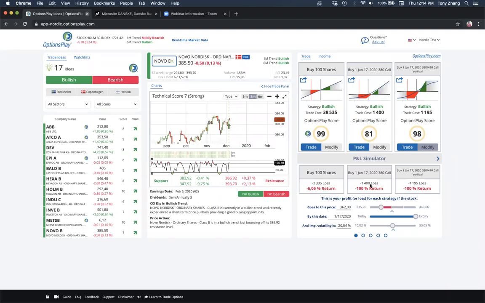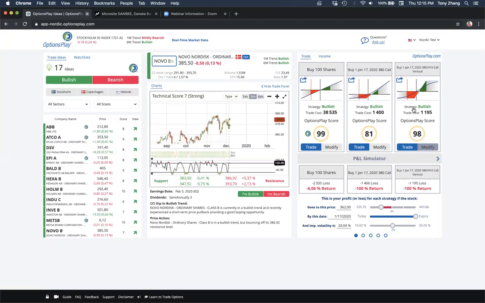Versus only 1,400 crowns on my call option, versus only 1,100 or 1,200 crowns on my call spread. So not only do I make a higher return on the right-hand side using the call spread, I actually risk the least amount of money on this particular trade. And that's really the type of asymmetrical trade-off that we're looking for when we're utilizing options.